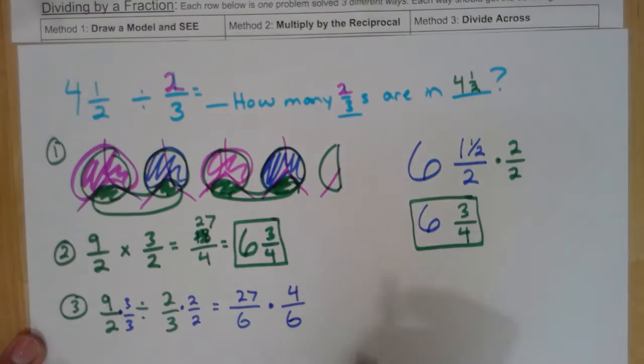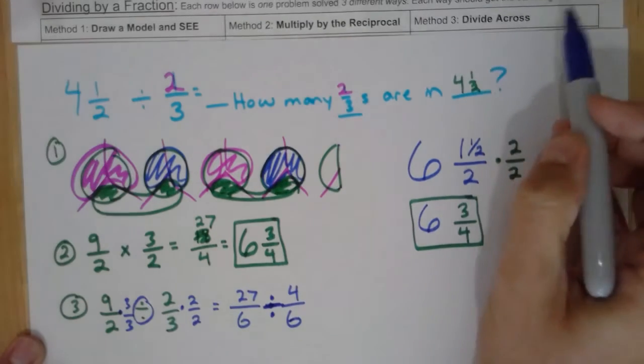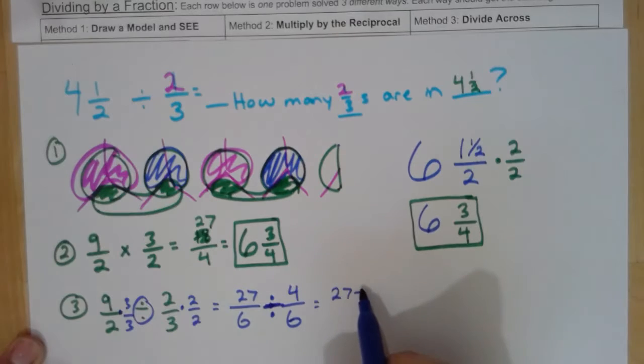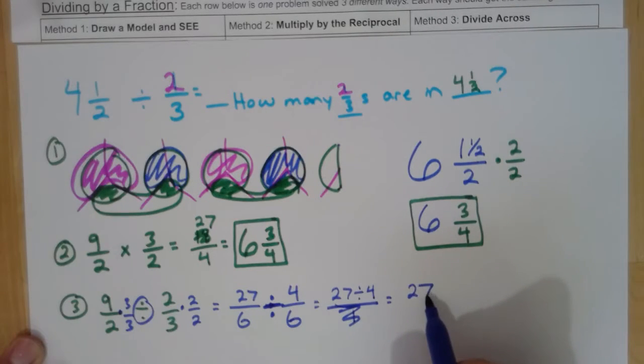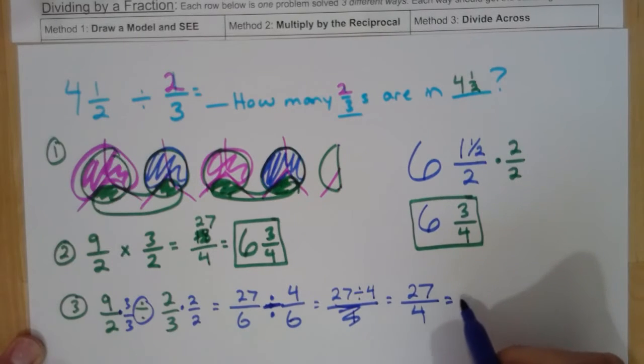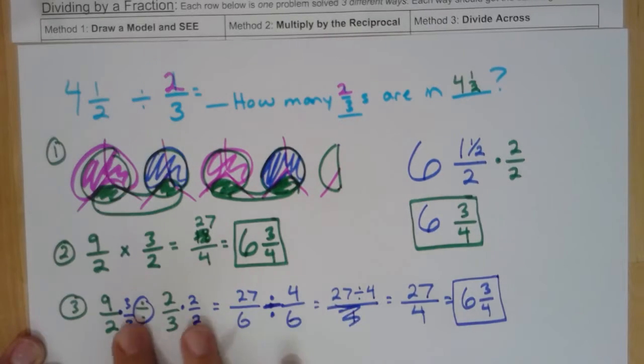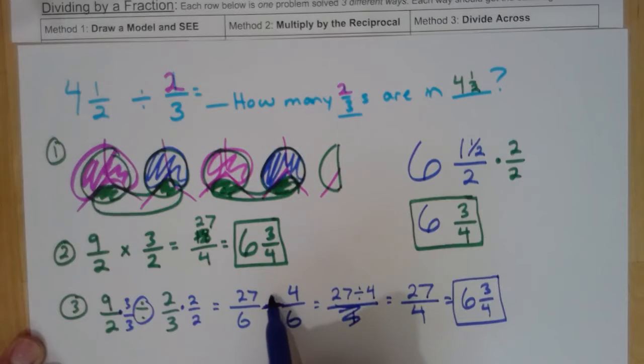All right. And we are actually dividing. So now we're going to use method 3 of dividing across. And we're going to do 27 divided by 4. And then we're going to do 6 divided by 6 as one way to think of it. Anything over 1 is just itself. We really just have 27 divided by 4, which is 6 3/4. The way I like thinking about this dividing across method best is at this stage right here. How many 4/6 are in 27/6? We're really asking ourselves how many 4s are in 27. How many 4s are in 27? And the answer is 6 3/4.